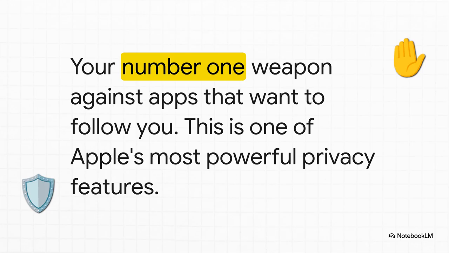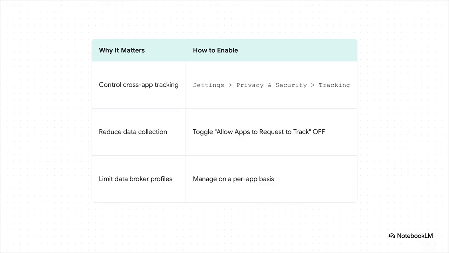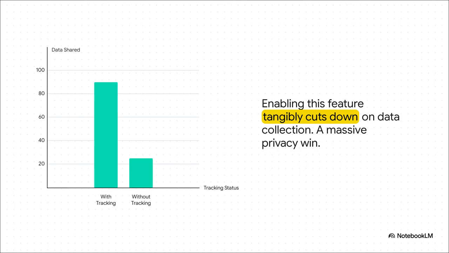This is your number one weapon against those apps that just seem to know what you're doing in another app a second ago. So here's the magic. This one feature forces every single app to ask your permission before it tries to follow you around. And by simply toggling Allow Apps to Request to Track to off, you basically tell all of them, no thanks, automatically. This one move just cuts off the data pipeline that companies use to build those super creepy, super specific profiles about you.